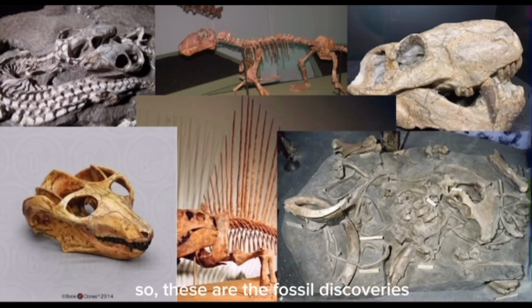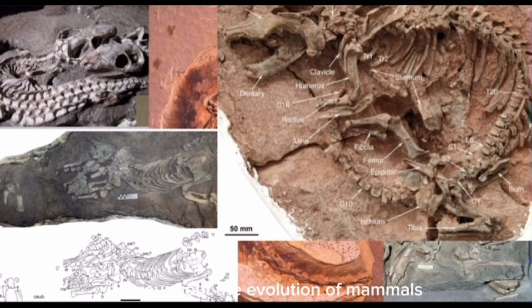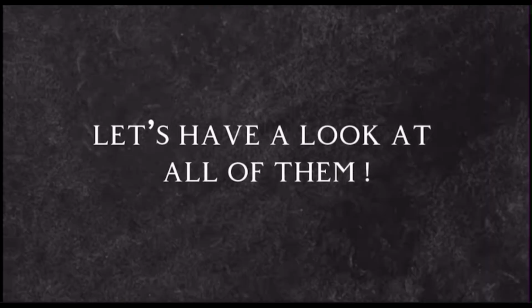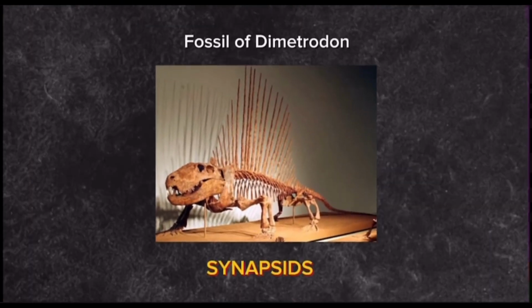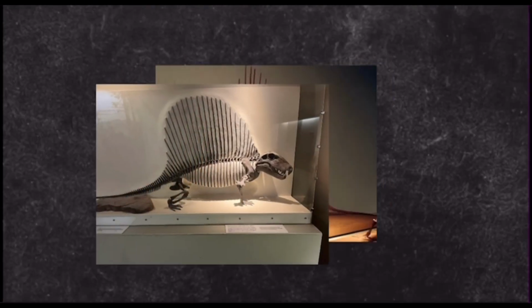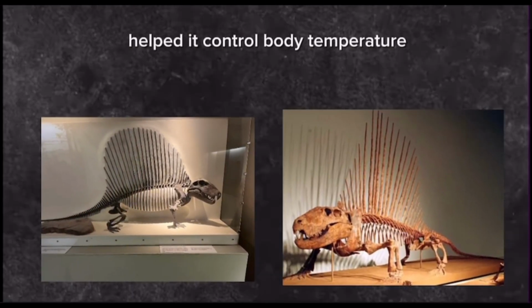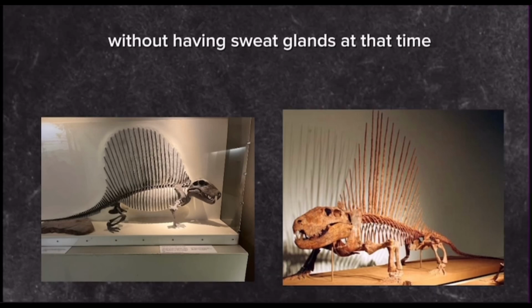So, these are the fossil discoveries throughout the evolution of mammals. Let's have a look at all of them. This is the fossil of Dimetrodon. As you can see, the sail-like structure on its back helped it control body temperature without having sweat glands at that time.